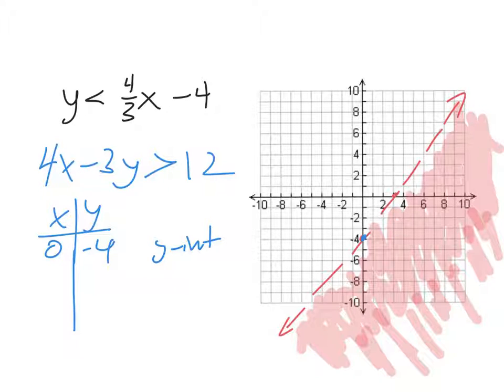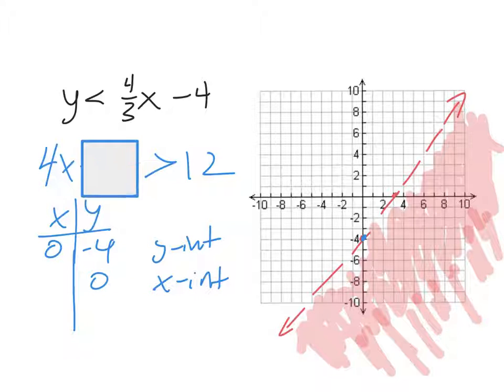Now, if I plugged 0 in for y, which is the x-intercept, essentially what happens here is the y term goes away. So 4x equals 12. So what does x equal? 3. So that equals 3. And so I have a point there, (3, 0). It's still a dashed line.